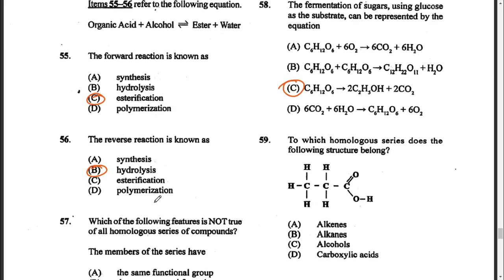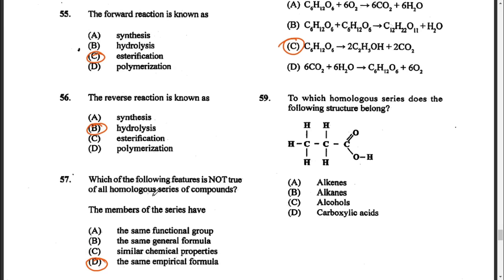59. To which homologous series does the following structure belong? This is the functional group. This is what places it in its homologous series, and that's the carboxylic acid group. Okay, so the answer is D.